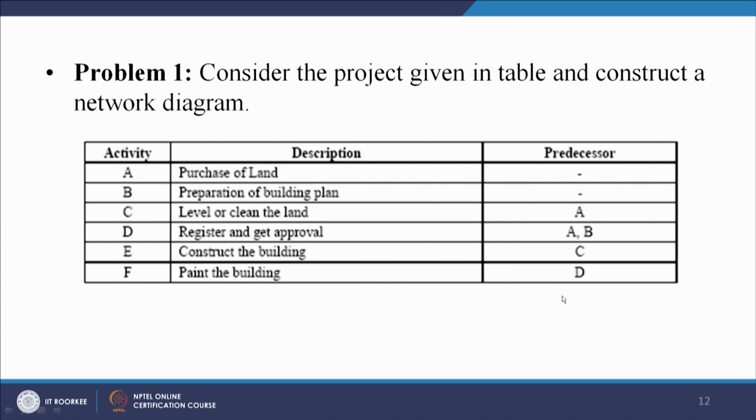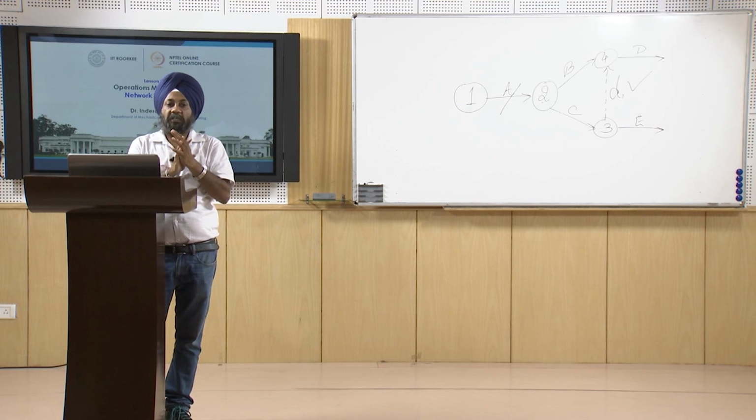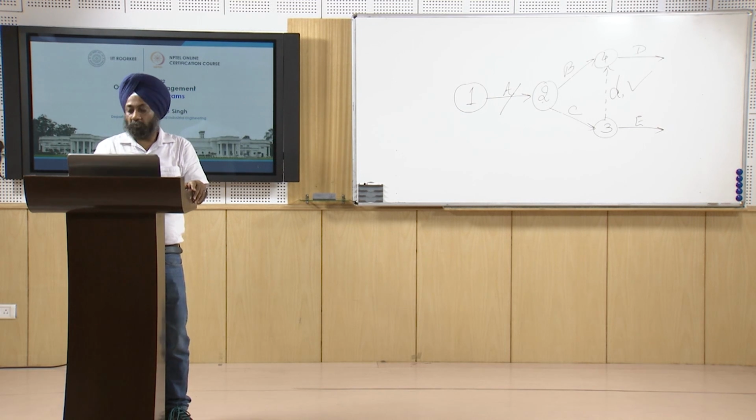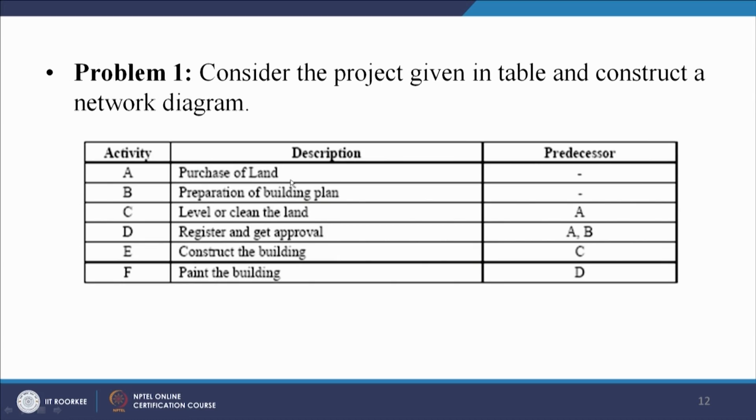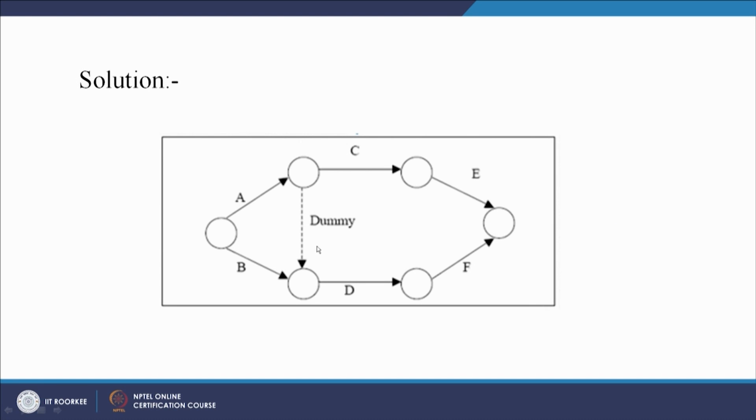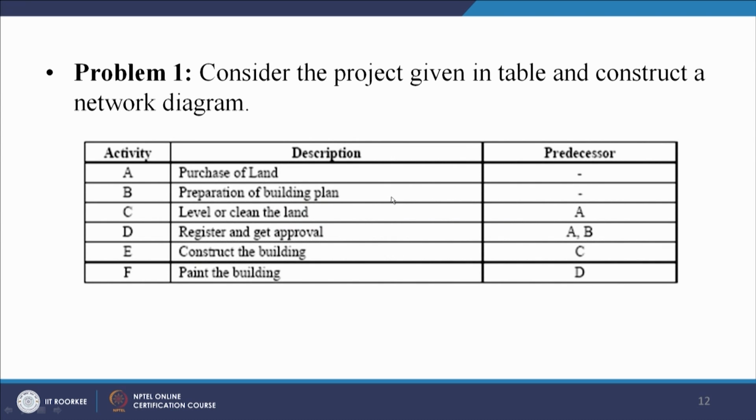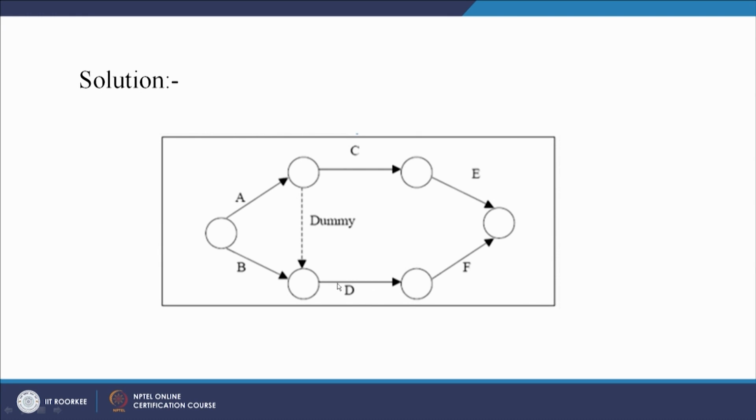This is my logic for the project, but the purpose of showing this diagram is how to represent the network. We can leave the description part also. We have a set of activities, we have the predecessor relationships, and then we have to represent the network. So here we can see this is the representation of the network. A and B have no predecessor. C can only start when A has been completed. D can only start when A and B have been completed.